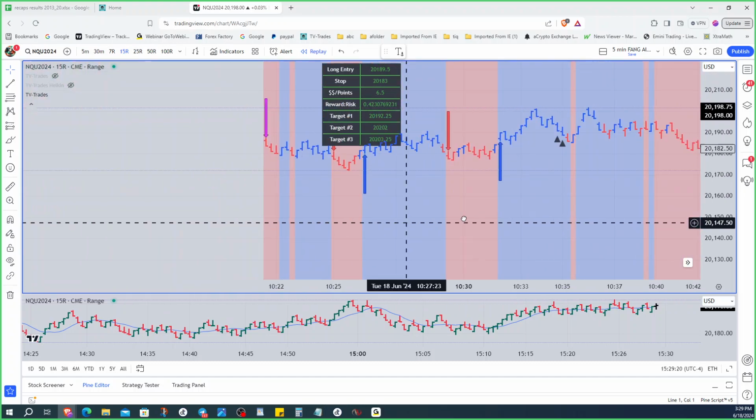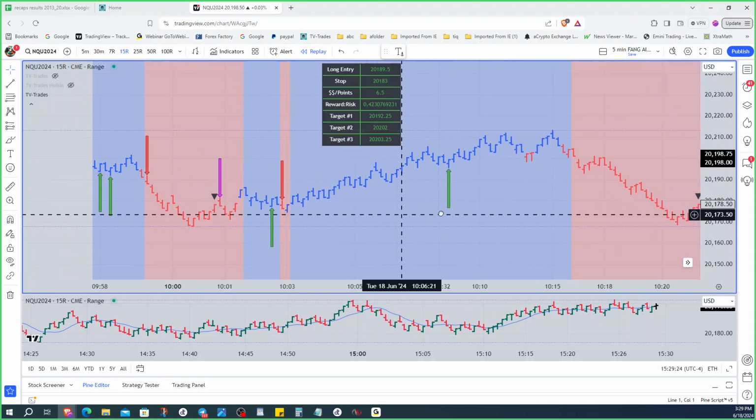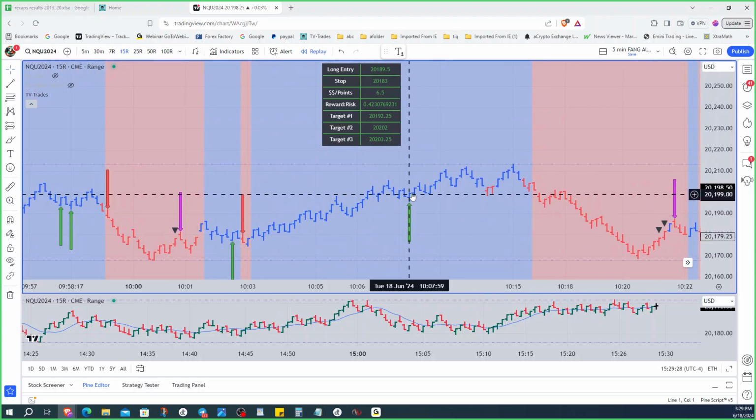That's going to happen sometimes. It doesn't happen very often, but it's going to happen sometimes. And they're mid-trend trades. They're meant to happen in the middle of a trend.